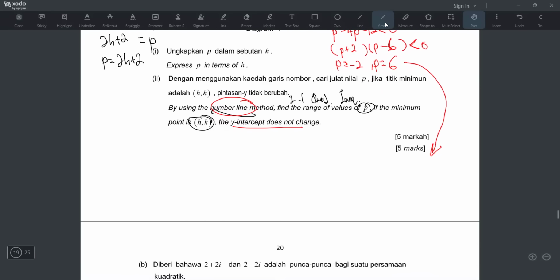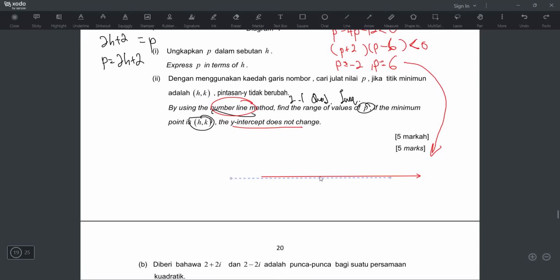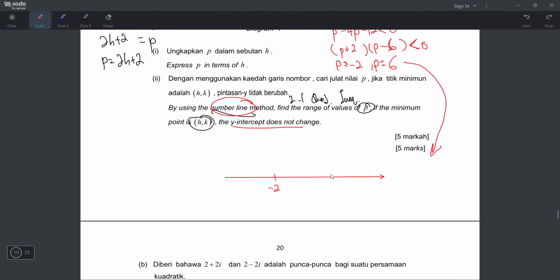Okay, sekarang kita buat number line. So I will draw a number line. Bam. Okay, I takut tak cukup tepat, so I buat sini. Okay, and then you need to label the two numbers negative 2 and 6. So the small number you write first, the big number you write after, and then cut it into, separate the region like that.